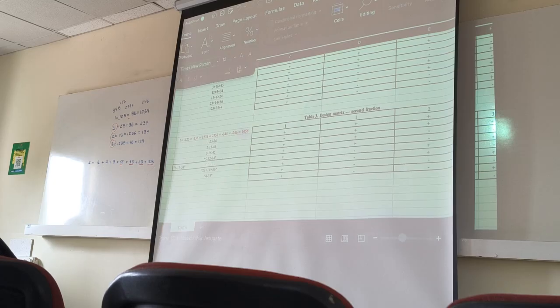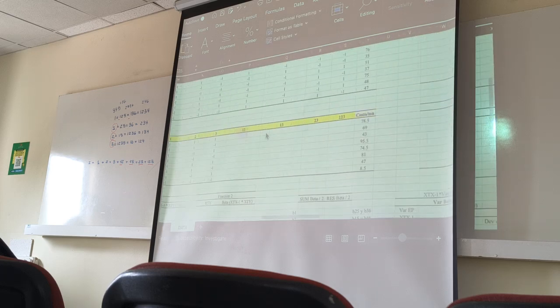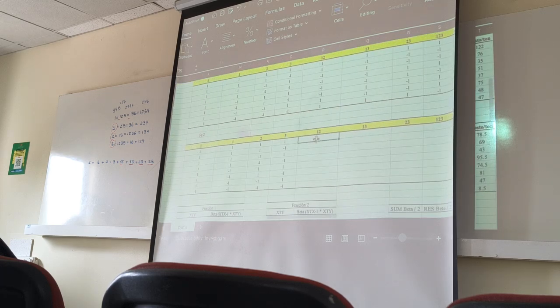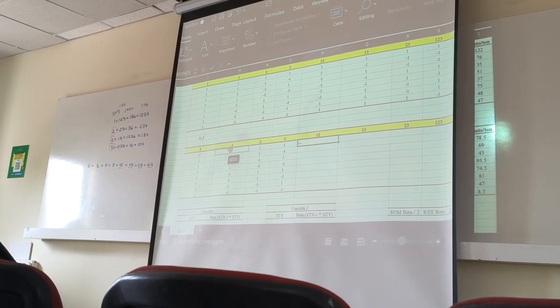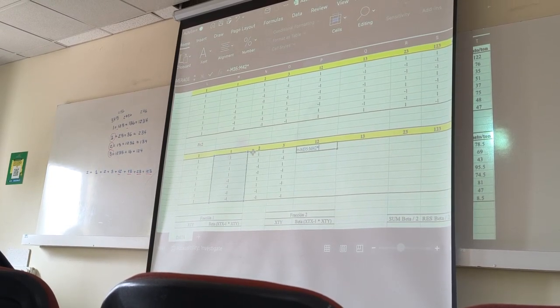So, in this case, it will be the same, but with a negative for the 1 and 2. And here is 2 negative 4. And this is equal.